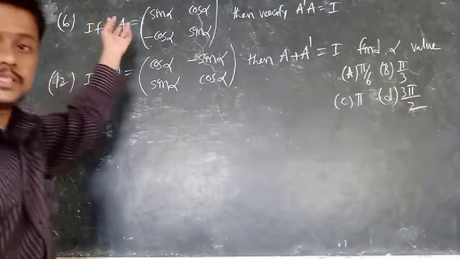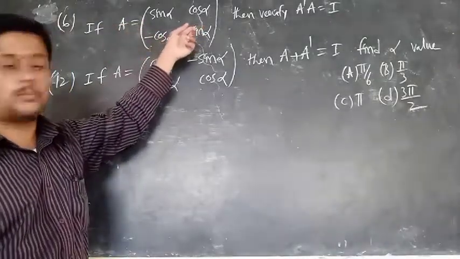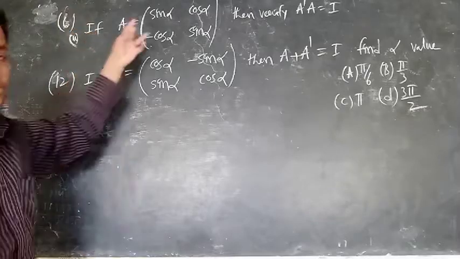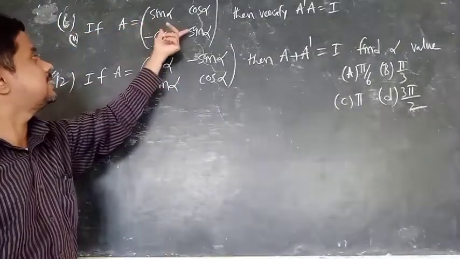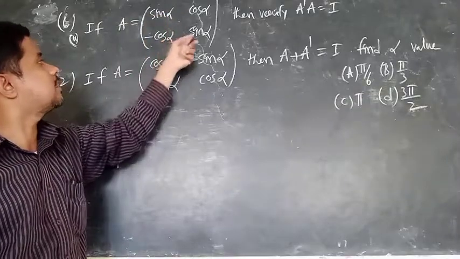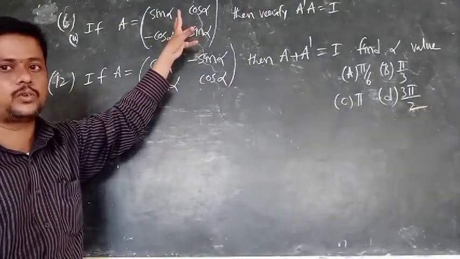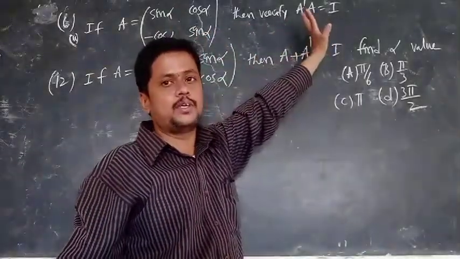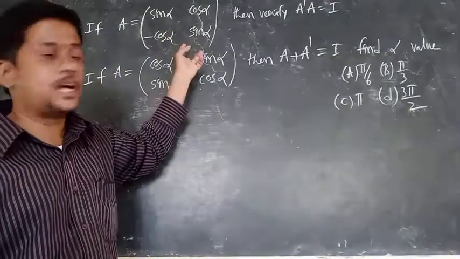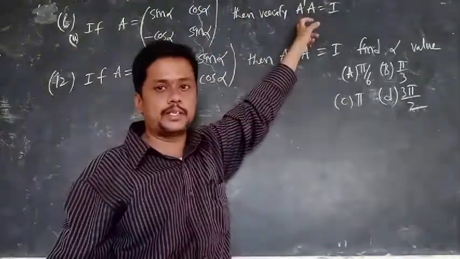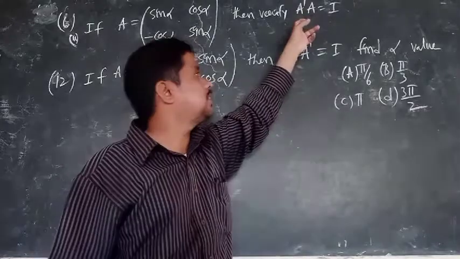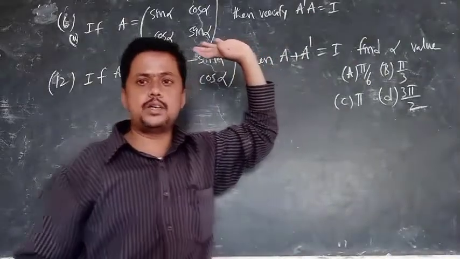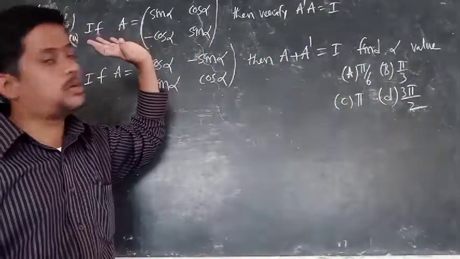My dear students, one problem is already done. Now question number 6, second problem. Do this one as homework. A matrix is given like this: sin alpha, cos alpha, minus cos alpha, sin alpha. Different question, same method. Verify A dash into A is equal to I. First calculate A dash, then do the multiplication A dash into A. After completing the multiplication, you will get the identity matrix, 1 0 0 1. So this is the homework.